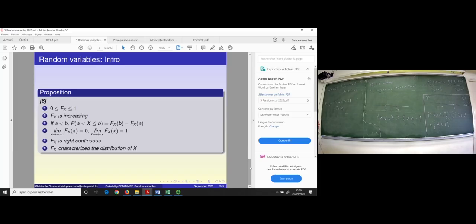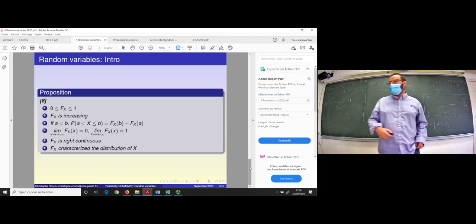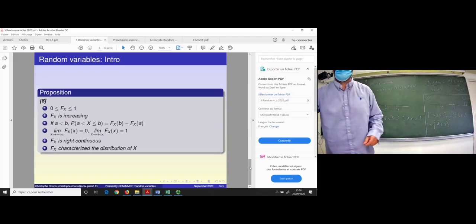So I have done the proof of the third property first here, and I repeat that you can also prove that the limit of the distribution function at minus infinity is 0, as we have seen in the case of the indicator function, and the fact that its limit at plus infinity is 1. And the fact that it is right continuous. What is the meaning of right continuous?